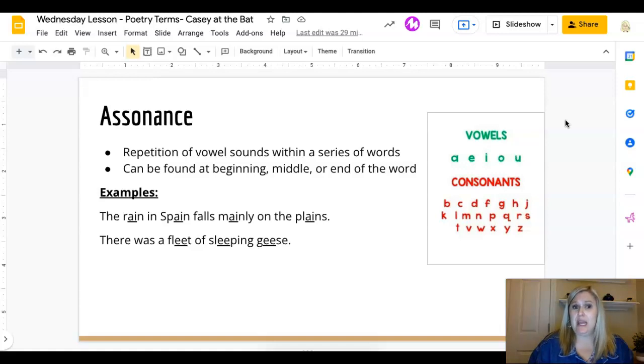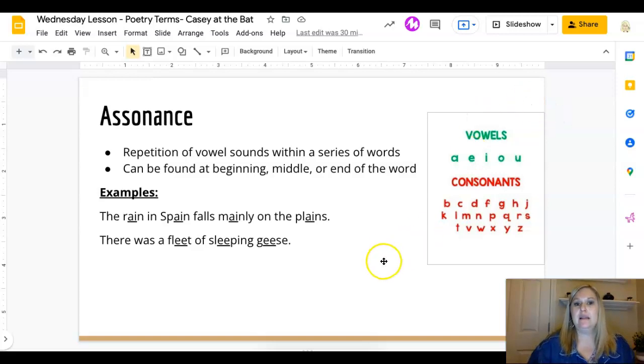The rain in Spain falls mainly on the plains. You have that A sound: rain, Spain, mainly, plains. Those are vowel sounds. If it sounds like an A, E, I, O, U sound, then it's called assonance. Here's another one. There was a fleet of sleeping geese. There you hear the E sound: fleet, sleep, geese. That's just another strategy that poets use when writing poetry to make it flow.